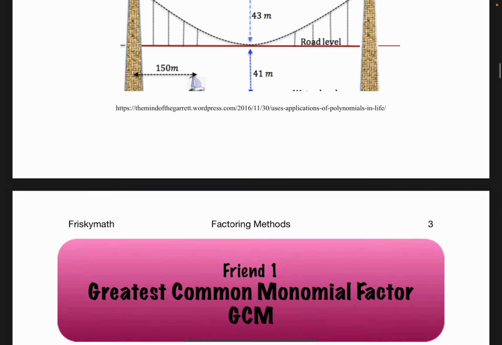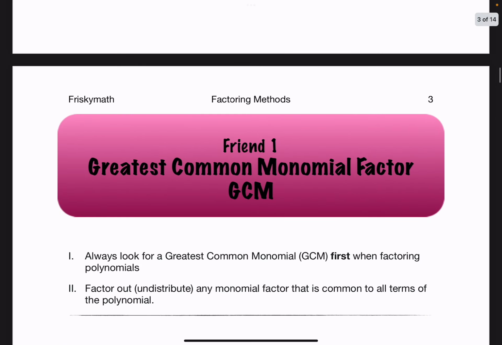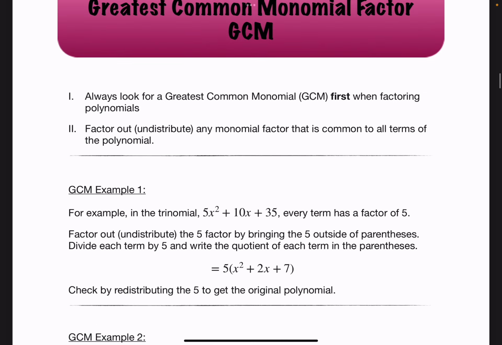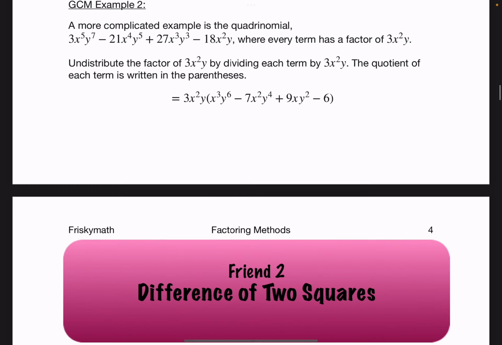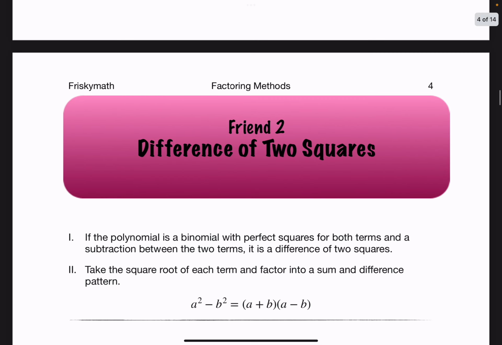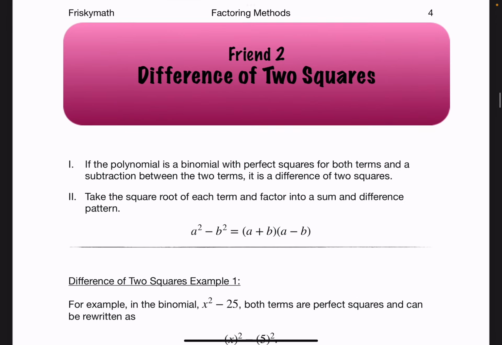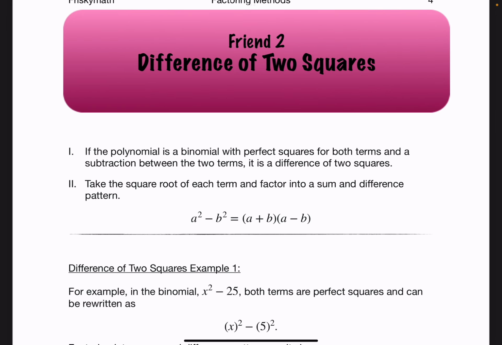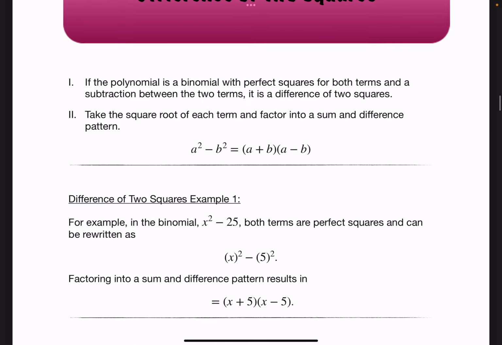So our first factoring friend was our greatest common monomial factor. That was our best friend. We went to that friend all the time for help, every single time we had to factor. Our next friend, difference of 2 squares, was when you had a binomial that was the difference of 2 squares. You factored that into a sum and difference pattern.